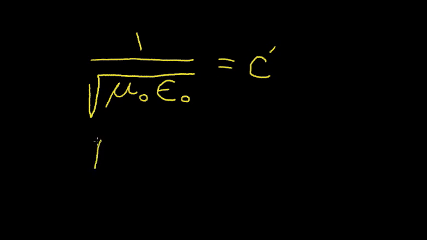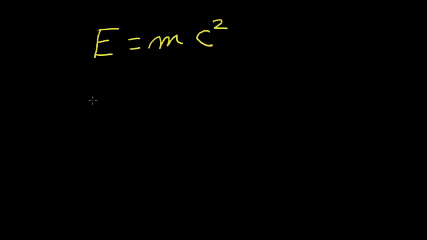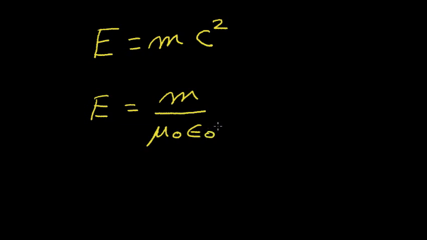Now remember Einstein's famous equation, E equals mass times the speed of light squared, E equals mc squared. So if we substitute the speed of light squared in terms of mu zero and epsilon zero, we can rewrite Einstein's famous equation: E equals m divided by mu zero times epsilon zero. So we see that mu and epsilon are very fundamental to the world we live in.